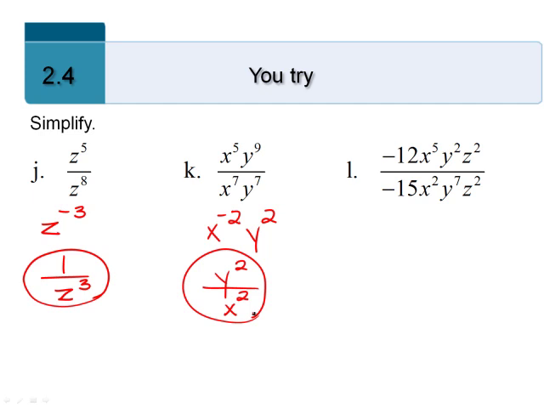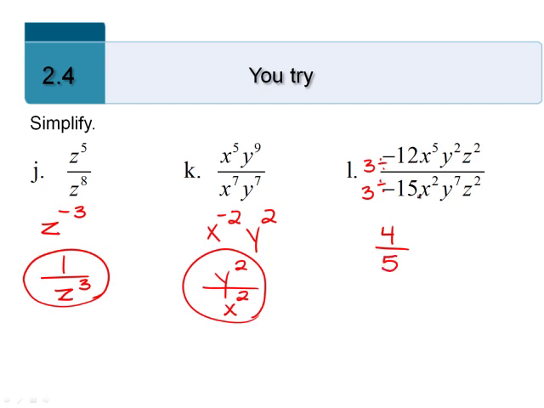All right, let's look at L. First of all, we can't do any division with the 12 and the 15, but we can reduce those. 3 is a common factor for those two numbers. And also the other thing you want to do, you've got two negatives there on that fraction. You want to make that a positive. So as far as the fraction goes, you're going to end up with 4/5.